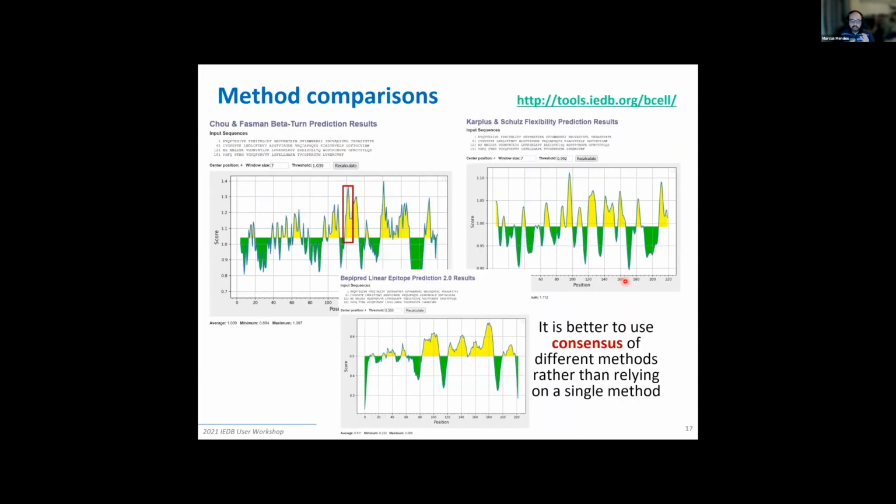And of course, you have different methods. So it's always good to play with those methods and try to find a consensus. So open your sequence, use different methods and try to find a consensus. So here, for example, I have these methods using the beta turn, the flexibility, and also the bpred, and all of them scored a really high score on this region, which means that probably this region is a possible epitope. So consensus is always good.